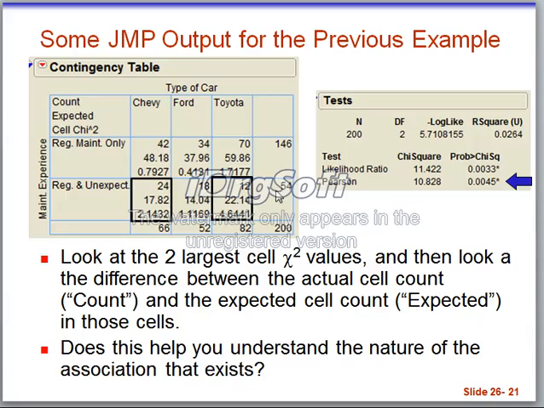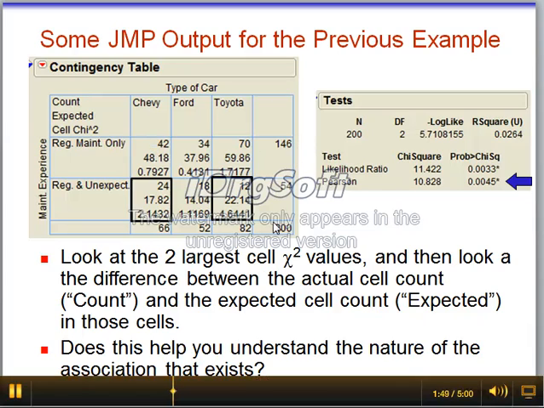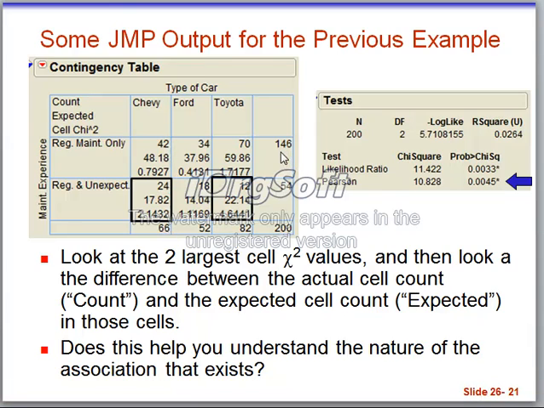Let's rewind the tape. The count is what we actually observe. That's what count is right here. These are the actual observed amounts in each cell. We take these counts and get the expected value from them. To do that, we take row total times column total over grand total. For this one right here, that'd be 66 times 146 over 200 equals 48.18.